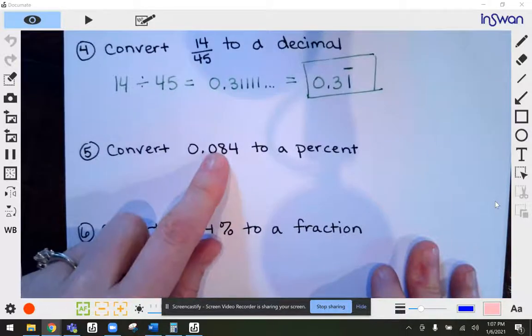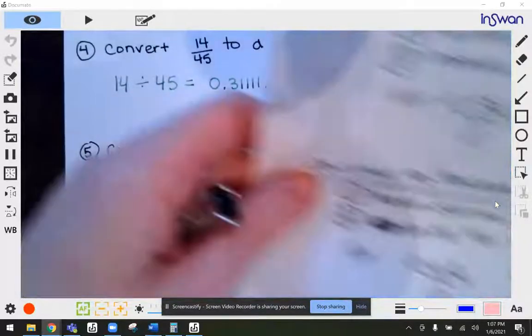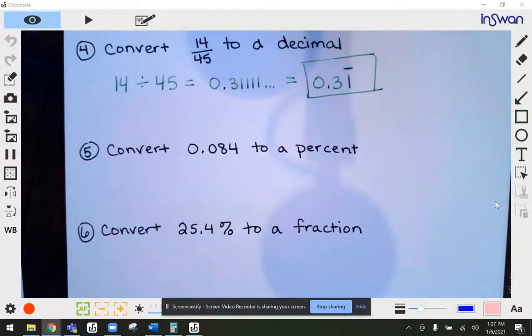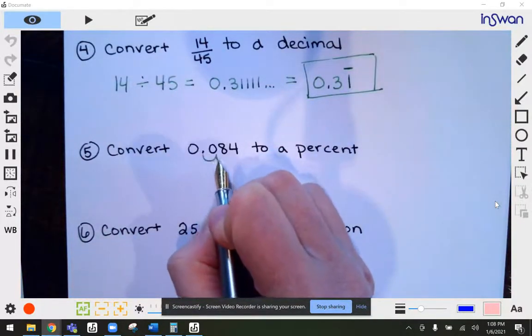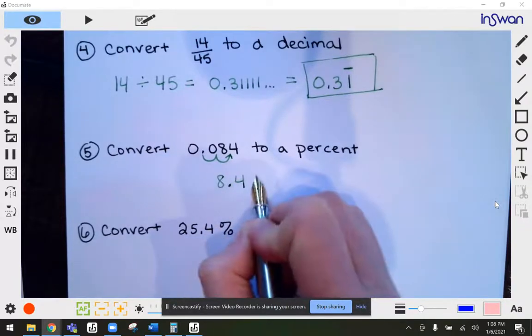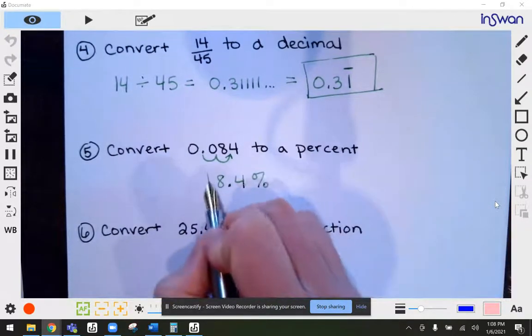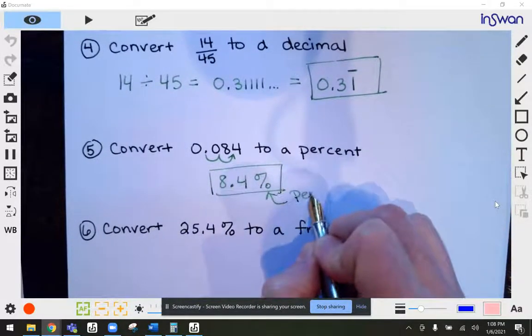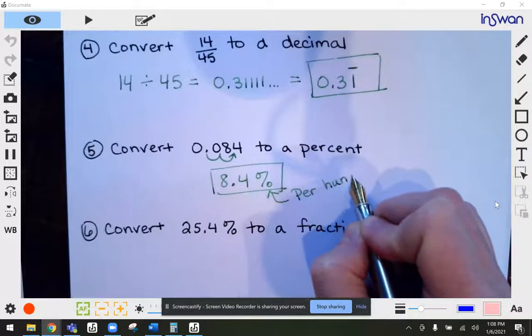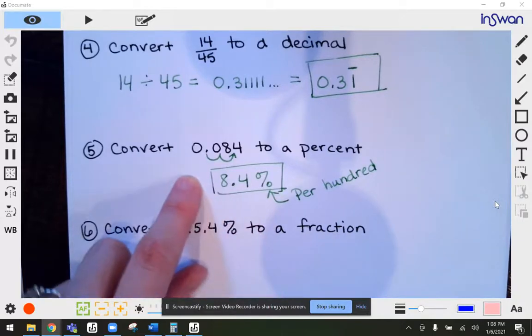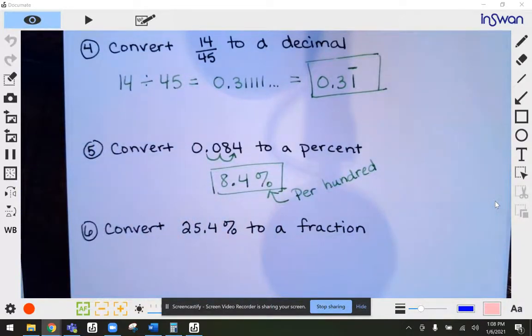All right, now we're going from a decimal to a percent. Our directions say move decimal 2 places to the right and then write the percent sign. So 2 places to the right, this becomes 8.4, and then we put our percent sign. Okay, percent means per 100, literally. So putting that percent sign there means that we're dividing it by 100. If I divide that by 100, I go back to my original decimal.